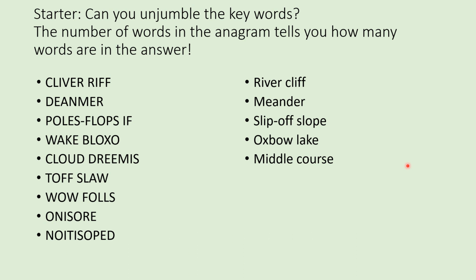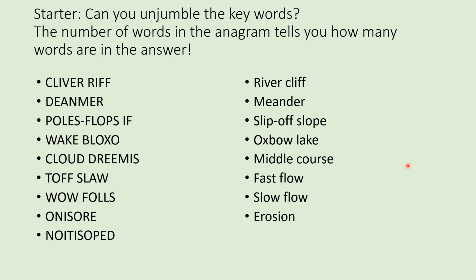Right, then we've got Toffslaw. And again, that one is fast flow. And that's what you're going to find on the outside of a meander. Remember, the outside of a meander is fast, the inside of a meander is slow. I'm guessing, yep, that wow foals is slow flow. And again, that's what's going to be found on the inside of a meander.